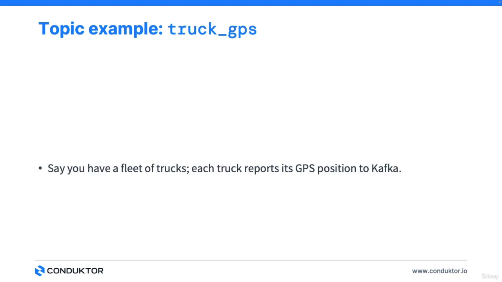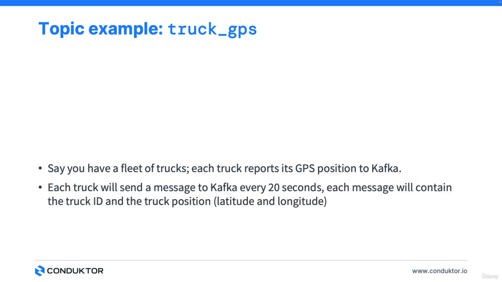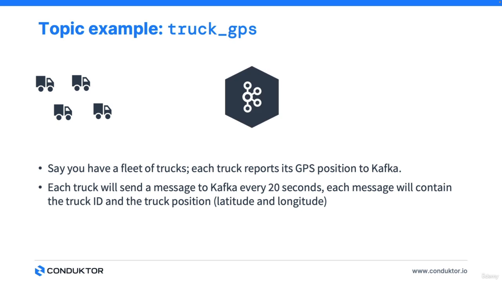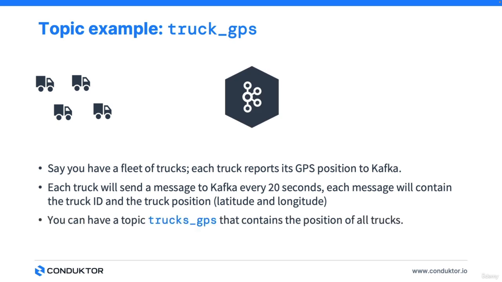Say you have a fleet of trucks, and each truck has a GPS, and the GPS reports its position to Apache Kafka. Each truck will send a message to Kafka every 20 seconds, for example, and each message will contain some information, such as the truck ID and the truck position, for example, the latitude and the longitude. We have a bunch of trucks, and they're going to be data producers, and they will send data into a Kafka topic named trucks_GPS, that will contain the positions of all trucks.